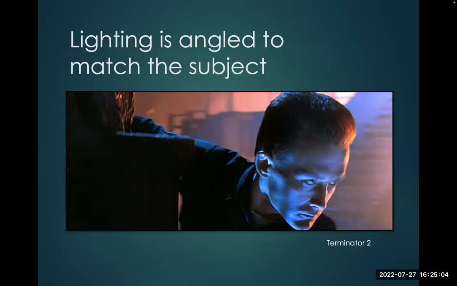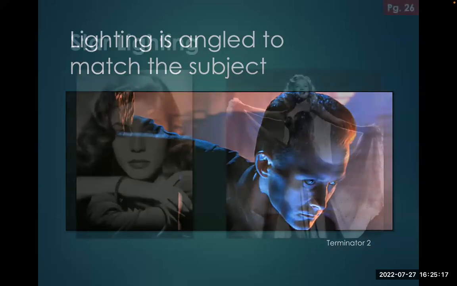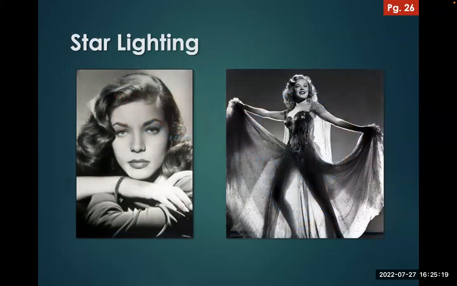Lighting is angled to match the subject. Here you see the orange light coming in on one side, the blue light coming in on the other. This is a murderous robot in Terminator 2, so the color and the look really match the character. That's another thing DPs do, is the lighting matches the character, or it matches the star.